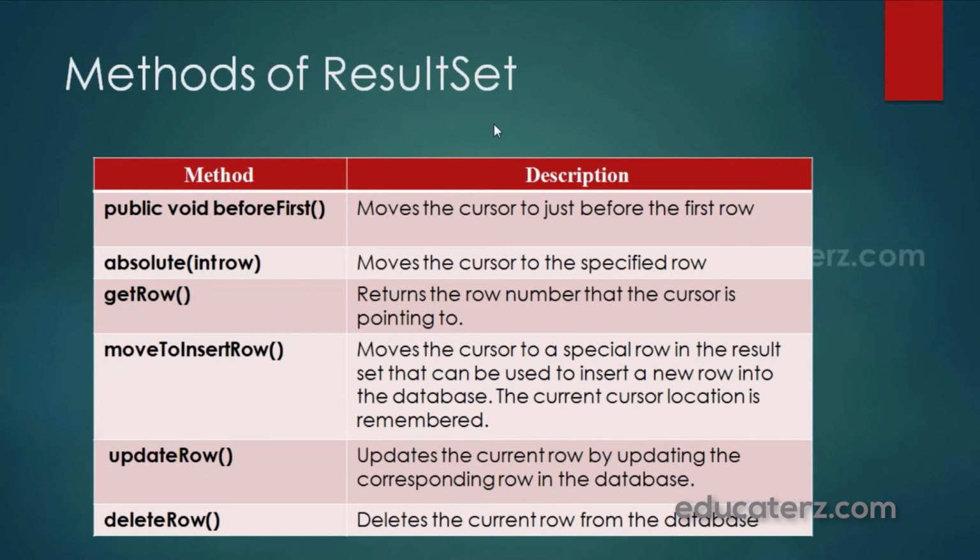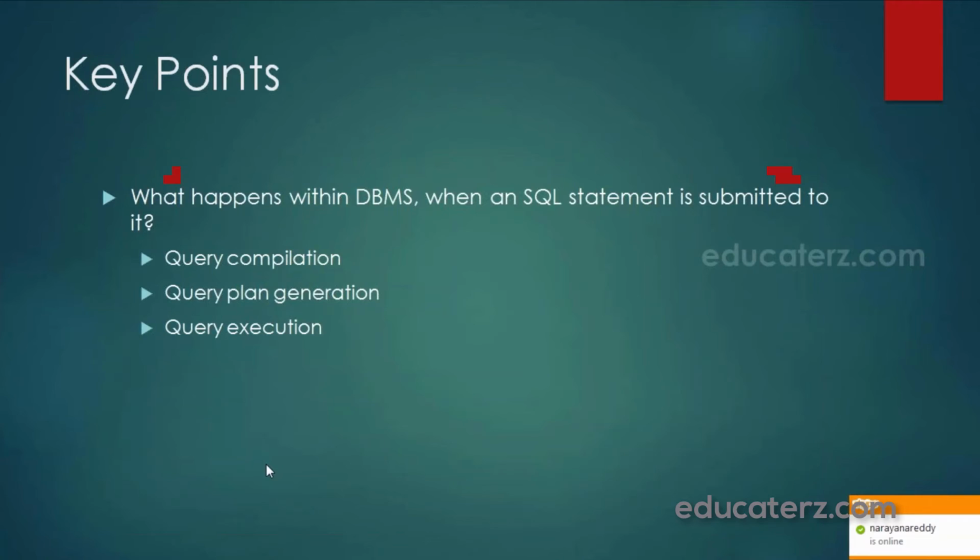We have different methods of result set, like beforeFirst, which moves the cursor to just before the first row. And absolute moves to the specified row. Then updateRow and deleteRow. UpdateRow will update the current row by updating the corresponding row in the database. DeleteRow deletes the current row from the database.